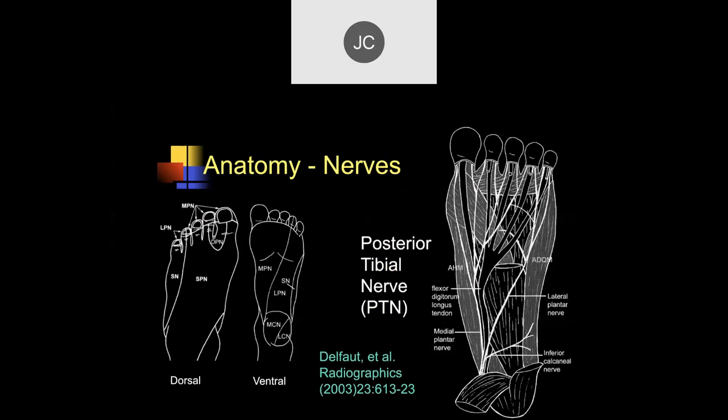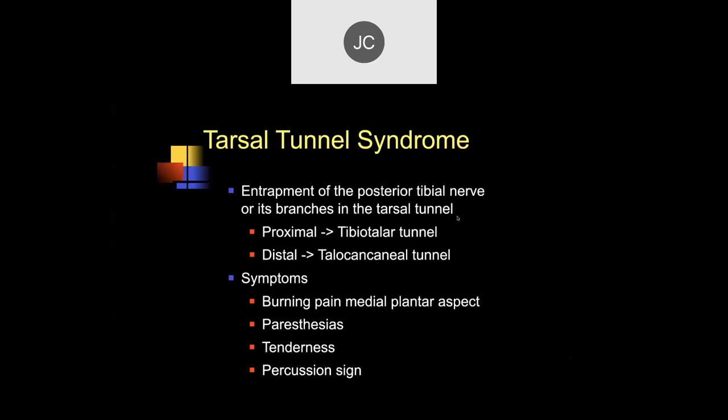Okay. And then if we look at the posterior tibial nerves as they come down here, you can see the medial plantar nerve on the medial side on the plantar aspect. And then the inferior calcaneal nerve or Baxter's nerve that we'll talk about here. So those are just the distal branches. If you get entrapment of the posterior tibial nerve more proximally, you'll get a tibiotalar tunnel syndrome. A little bit more distal, you'll get a talocalcaneal tunnel syndrome. And the symptoms are really burning pain with the more proximal one, the pain occurring more proximally in the tibiotalar tunnel that I'll show in a minute. And then you get paresthesias, tenderness, and the percussion sign where you get tenderness when you tap the skin.